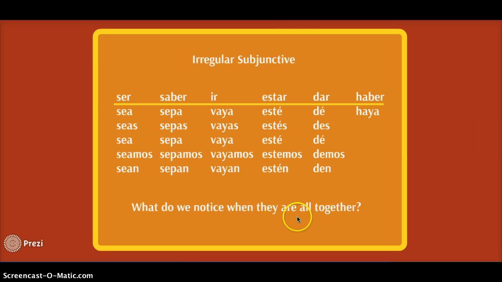So, what do we notice when these are all together? Take a minute to look at it. Maybe you'll notice different things from what I notice. So what I see right away is that the yo form and the él form are the same. And then the other thing that I notice is that if it's an ER verb, you're going to have the opposite vowel type endings. So all the IR verbs have a, as, a, amos, an. But if you go over here to this side, the AR verbs, they have the opposite vowel, e, es, e, emos, en. Alright? So those are a couple of things that I noticed.